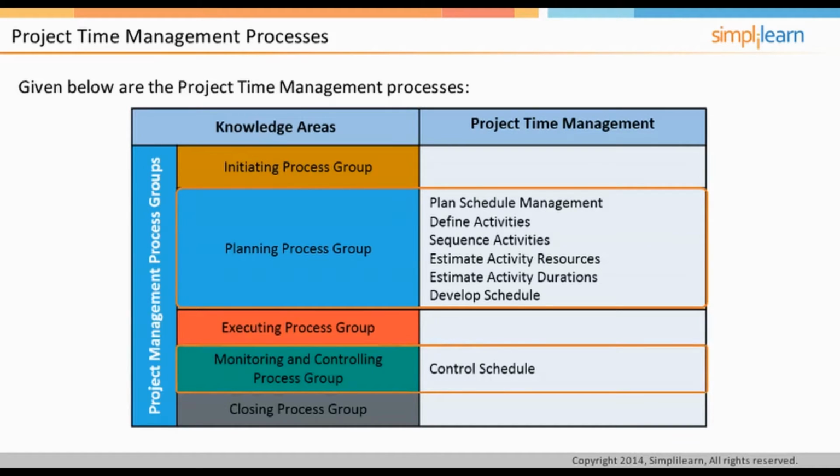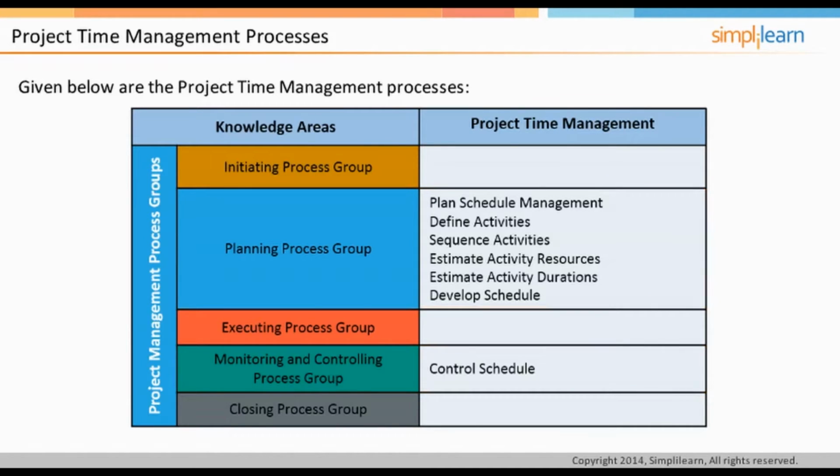The first 6 processes are executed during the planning process group. The ultimate goal of these planning processes is to develop the project schedule. The 7th and the last process is a part of the monitoring and controlling process group. In the next few screens, let us discuss these processes in detail. We will begin with plan schedule management.